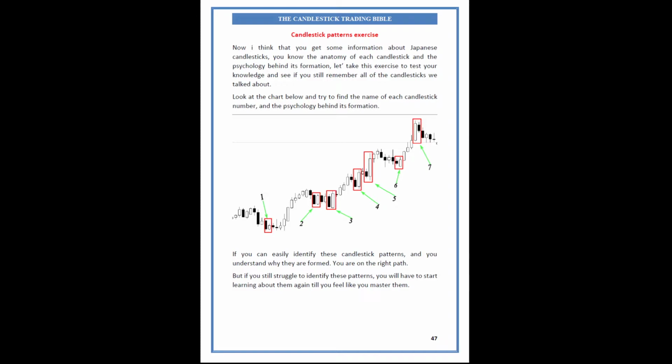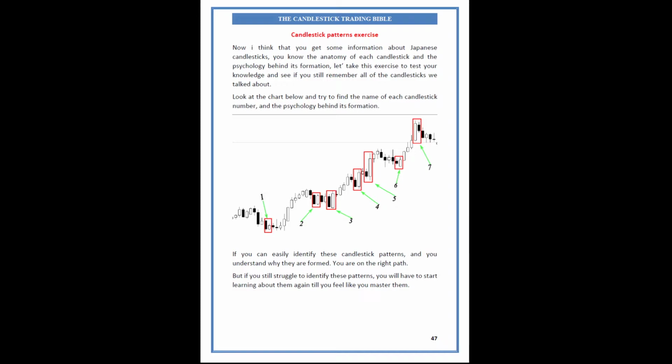Candlestick pattern exercise. Now I think that you have some information about Japanese candlesticks, the anatomy of each candlestick and the psychology behind its formation. Let's take this exercise to test your knowledge and see if you still remember all of the candlesticks we talked about. Look at the chart below and try to find the name of each candlestick number and the psychology behind its formation. Looking at the chart below, number 1 is a bearish engulfing.